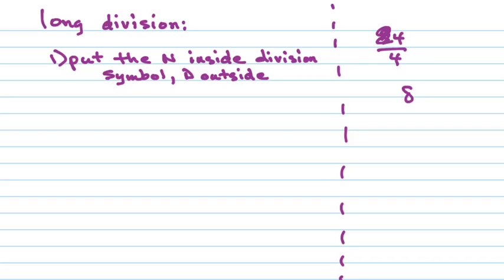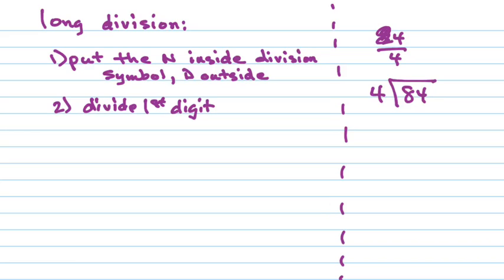So the numerator goes inside. The denominator goes in front. Okay? Divide the first digit of the numerator by the denominator, if possible. It doesn't always work.